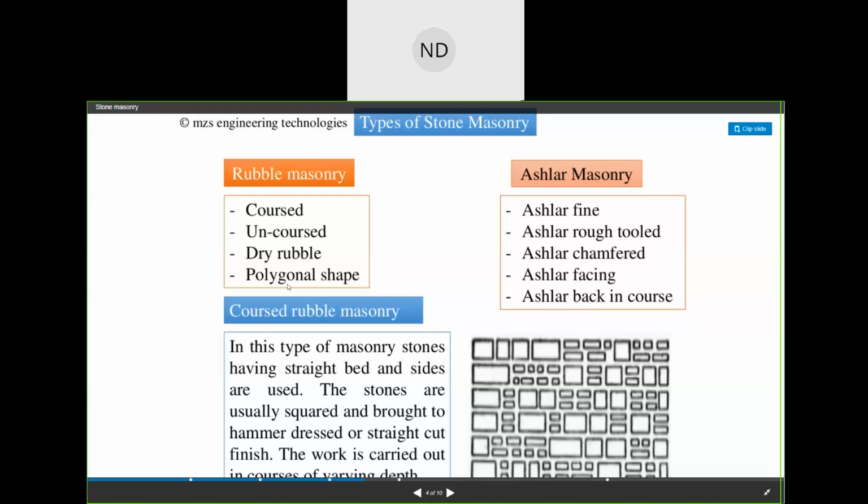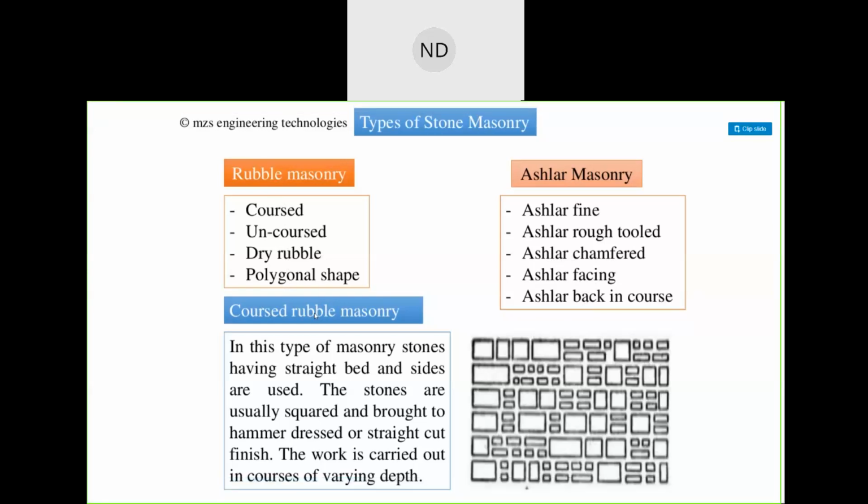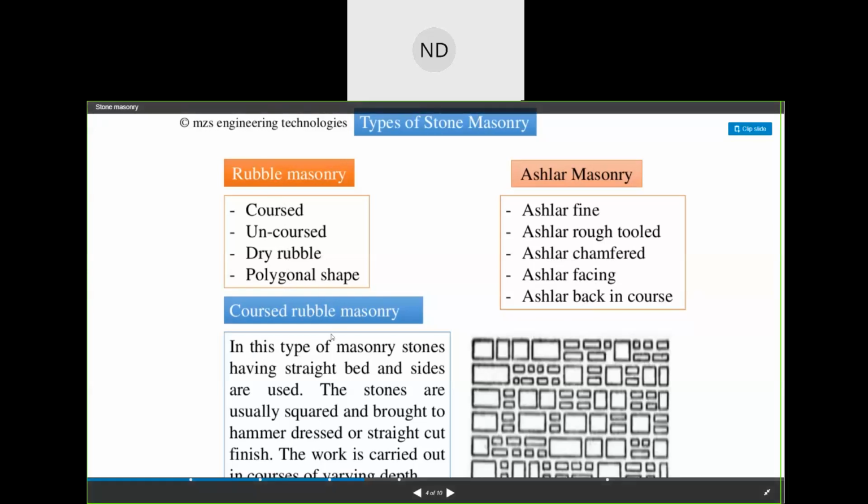So, going to the rubble masonry, which is the coursed rubble masonry. What is coursed rubble masonry? In this type of masonry, you have a straight bed and sides. The stones are usually square or rectangular. They are hammered together and dressed to a straight cut finish. Straight cut finish means you see here, this is a straight line, and this one is a straight line. So in a straight line finish they are constructed.